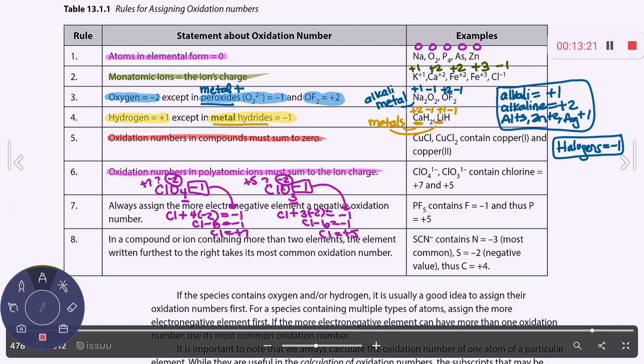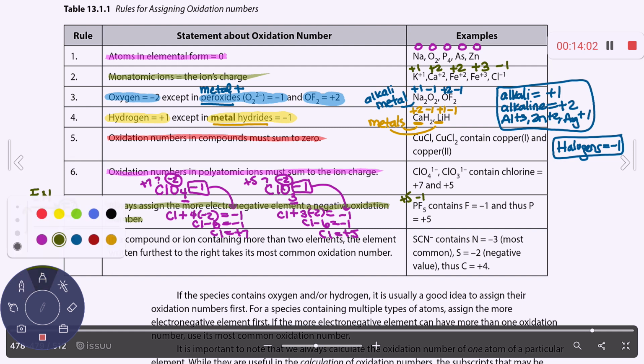Number 7. If you have a compound, always assign the more electronegative element a negative oxidation number first. Usually this is if you're dealing with a molecular compound. You know that electronegativity increases up and to the right on the periodic table. And fluorine is the most electronegative element. So if you assign fluorine a -1 because it's the most electronegative element, then wouldn't that make P a +5? Because the oxidation numbers add up to 0.